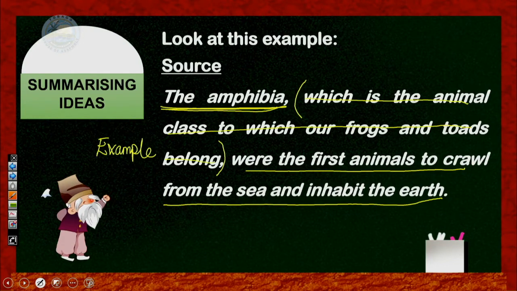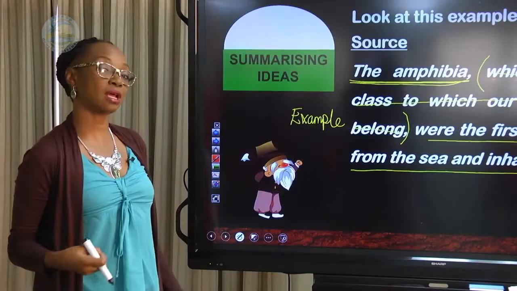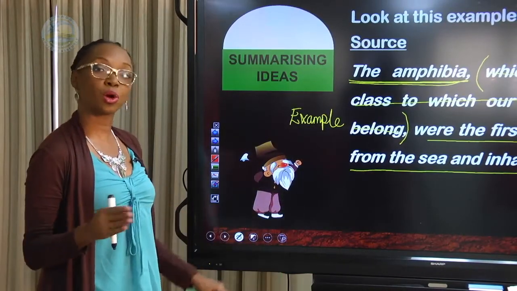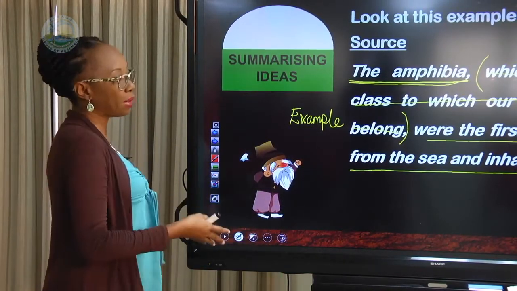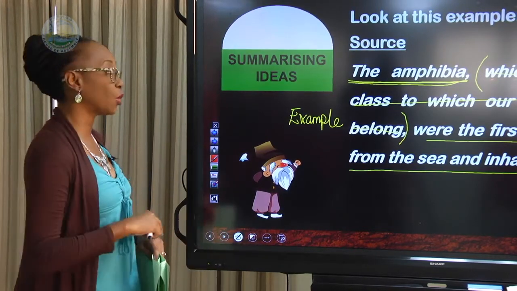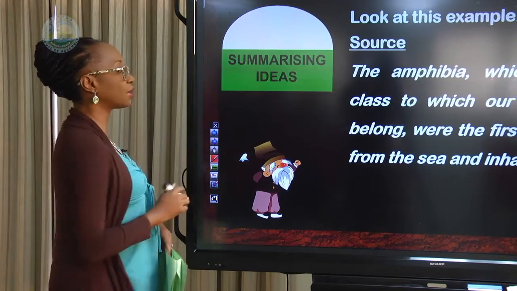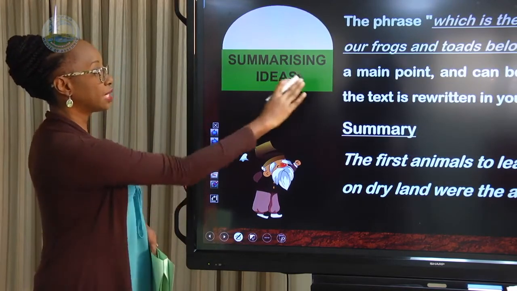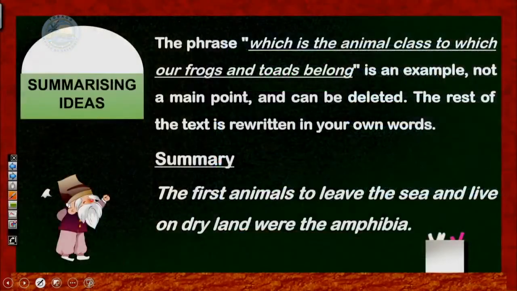I like to cross out irrelevant information when I'm doing a summary, so that when I cross it out, I've gotten rid of what I don't need, and what remains helps me to structure my summary using my own words. So if we take a look here now, the phrase, which is the animal class to which our frogs and toads belong, is an example. It's not the main point, so it can be deleted.